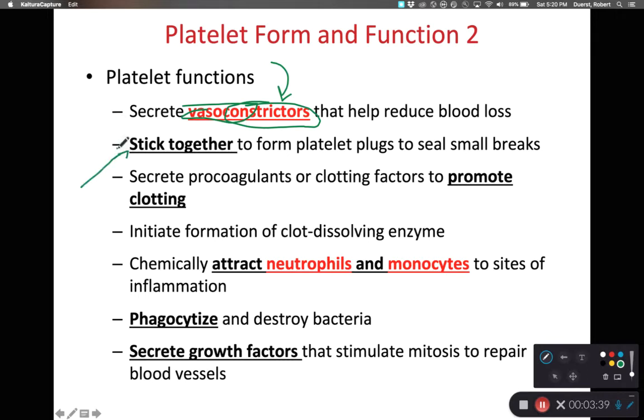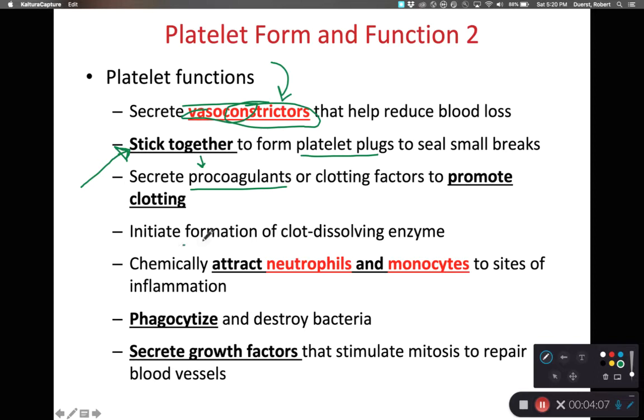As we look at platelets, they stick together. And we're not talking about how they back each other up emotionally. I mean, they literally, physically stick together. They form a platelet plug. So in addition to making the tube smaller, as the blood vessel gets smaller through vasoconstriction, they're also going to block up the hole itself. And they also secrete procoagulants, chemicals that promote coagulation.